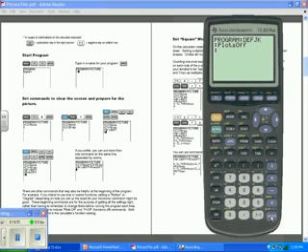And that turns your plots off. Now hit Enter to go to the next one.